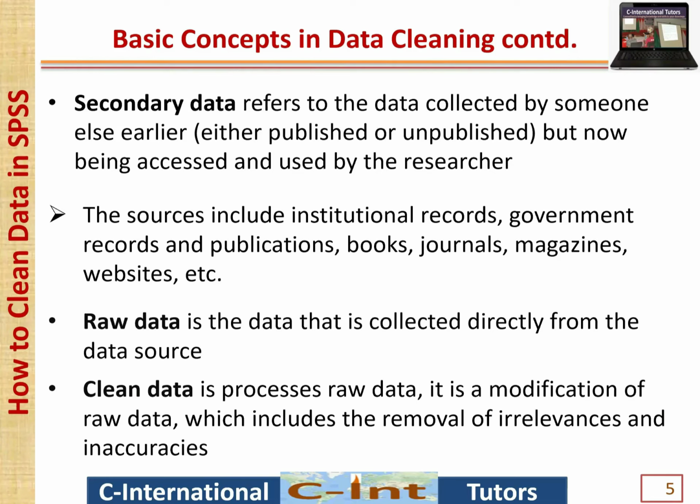Secondary data, on the other hand, refers to data that have been collected by someone else earlier, either published or unpublished, but it's now being assessed and used by the researcher. And the sources include institutional records, government records and publications, books, journals, magazines, websites, etc. Raw data refers to the data that is collected directly from the data source, while a processed raw data is referred to as clean data.